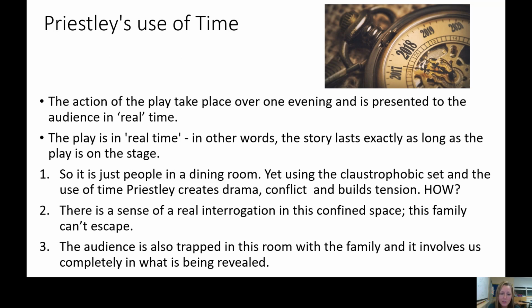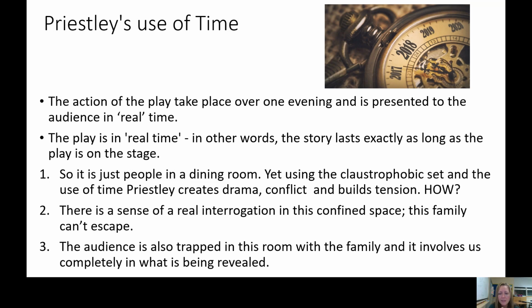Arguably, the answer's in the question there. The fact that it is just that limited space and it is just those people there, that's what starts to contribute to the creation of tension. And all of this, as point 2 says, contributes to the sense that it is a real interrogation, that it's confined, the family is limited, they can't escape. And as it says in point 3, we are trapped there with them.